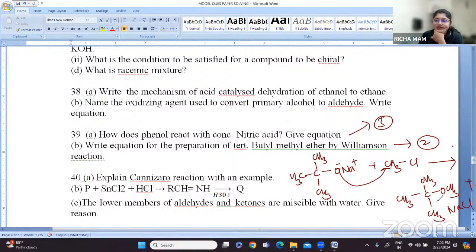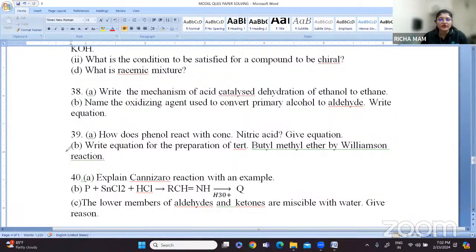So what is the product from here? Tertiary butyl methyl ether. This is a tertiary butyl group and this is a methyl group. So tertiary butyl methyl ether. Is it clear? Yes. So you will get 2 marks here. This is the equation for the preparation of tertiary butyl methyl ether.